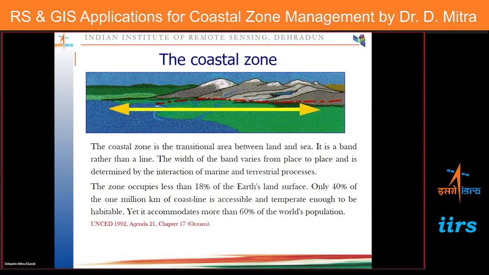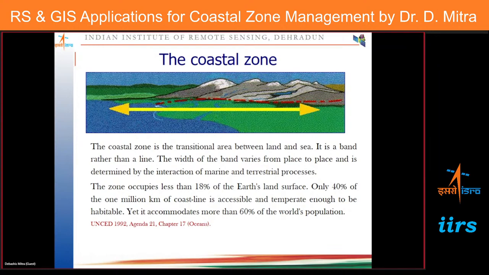When we talk about the land and water boundary, then we talk about a line. If you digitize the land and water boundary, it will come as an arc or line or polyline. But when we talk about the coastal zone, it's basically an area. So if you digitize the coastal zone in a GIS, it will come as a polygon. And the width of the coastal zone varies from place to place, which is determined by the interaction of the marine and the terrestrial processes.